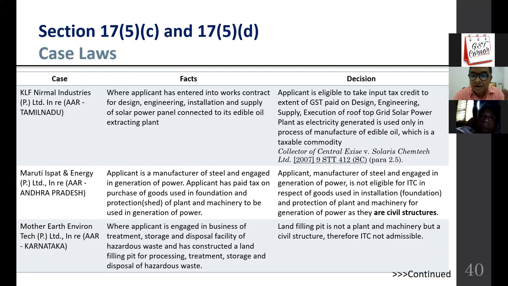Here they wonderfully shared that whatever solar panel is being used, it is not being used for anything else, but to generate electricity by using which they can actually do the manufacturing process. And while delivering this judgment, they have relied on the matter of Collector of Central Excise v. Solar Chemtech, a judgment of 2007, wherein a similar view was taken that when the solar panel is being utilized for generating electricity for manufacturing activities, the credit on the solar panel was allowed.